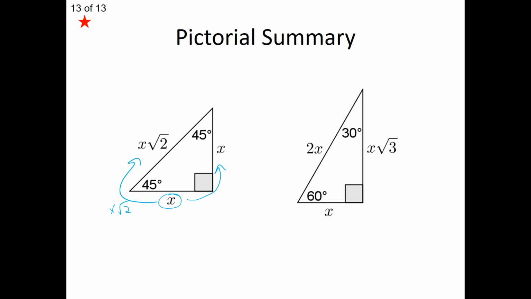Same story in my 30-60-90. It all revolves around our short leg. So if I was given the short leg as being x, that means to find the hypotenuse, just simply multiply by 2, and to find my long leg, I just simply multiply by root 3. So again, everything is connected, and we've proven that with these special triangles, all we need is one side, and we can find all the other sides of the given right triangle.